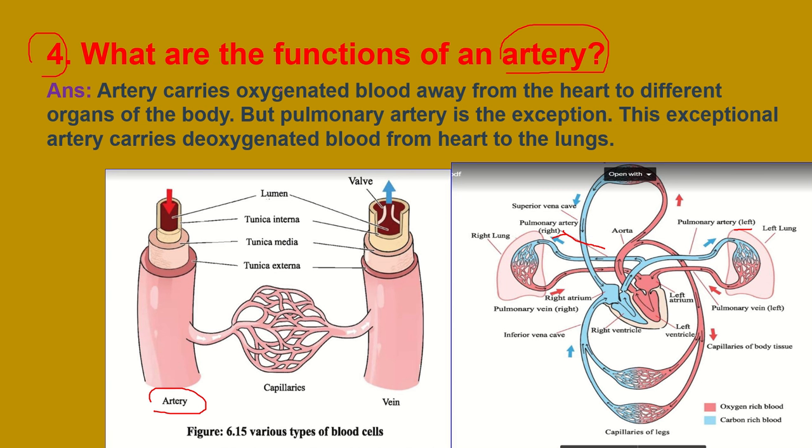An artery carries oxygenated blood. What kind of blood here? Oxygenated blood away from the heart to different organs of the body. But the pulmonary artery is an exception, that is different. This exceptional artery carries deoxygenated blood from the heart to, where is it? The lungs.